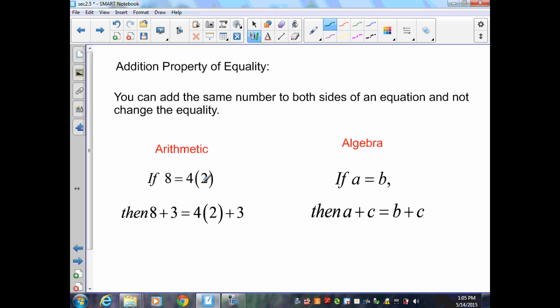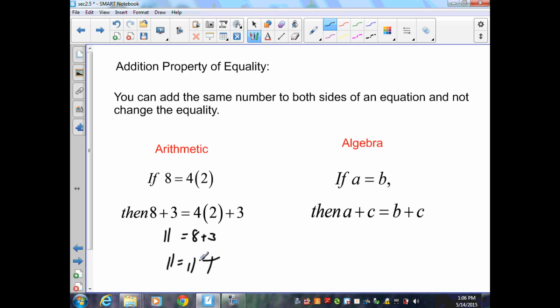If I have 8 equals 4 times 2, which means 8 equals 8 when I simplify the right side of the equation, I can add the same number to both sides and the equality is still true. For example, 8 plus 3, 11, equals 4 times 2, which is 8, plus 3, and 11 equals 11. That's true. We learned that in the previous section.